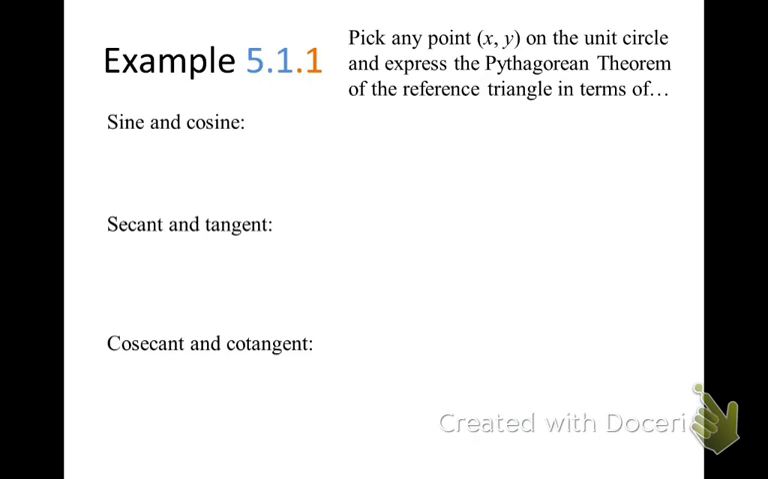So this particular example says to pick any point on the unit circle. So I'm just going to pick something in quadrant 1 because it's easier. Or easiest, I guess. So notice that if I draw an axis real quick, and I pick any point in that quadrant, let's say I pick a point right there.